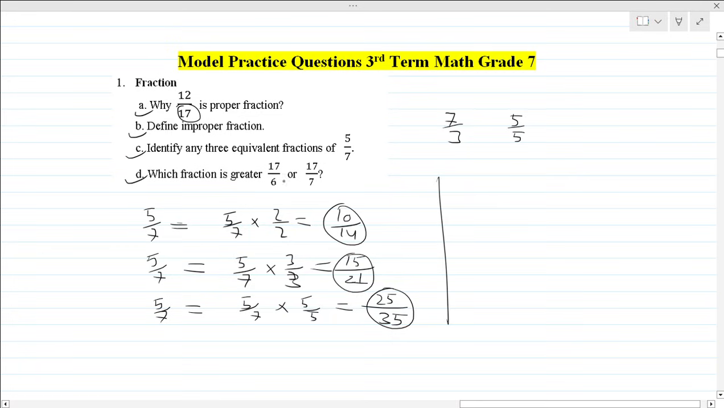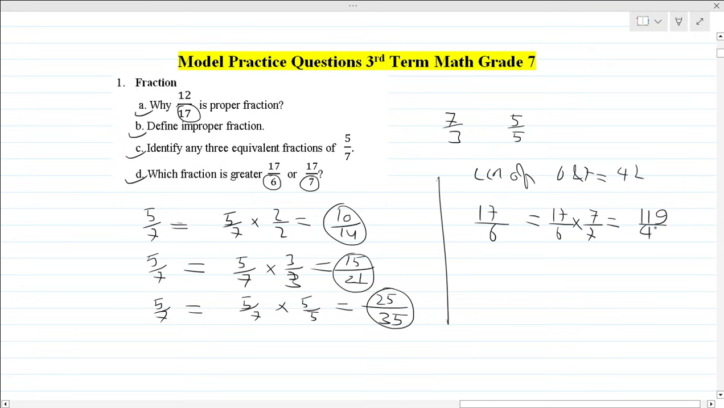For that, first we have to find the LCM of the denominators. The LCM of 6 and 7 is 42. Now we make both denominators the same by turning them into the LCM. First, 17 by 6, the first fraction: let's multiply by 7, then you get the denominator 42. So how much do we get in the numerator? 7 times 7 is 49, 7 times 1 is 7 and 4 makes 11, so we get 119 by 42.